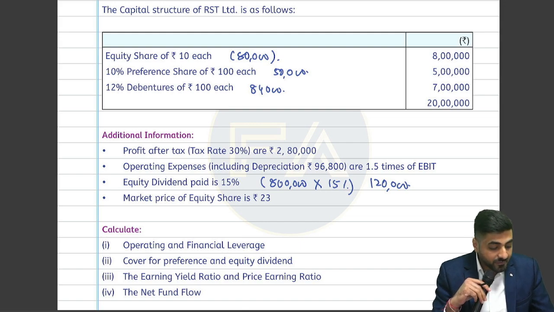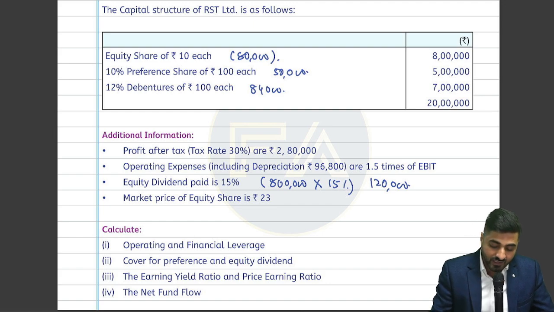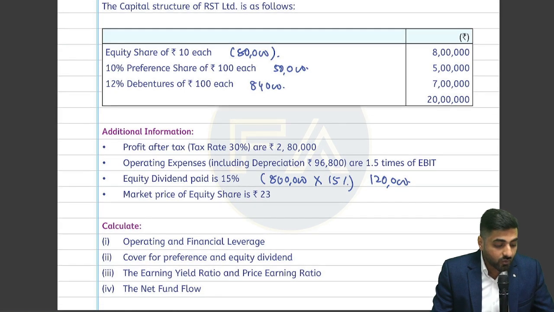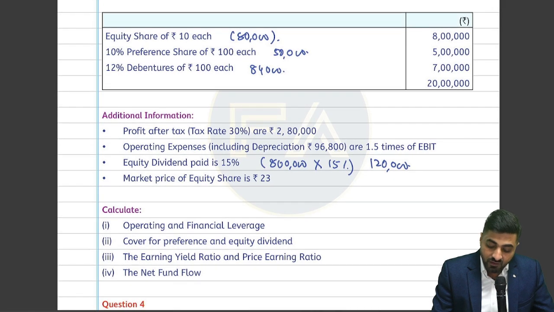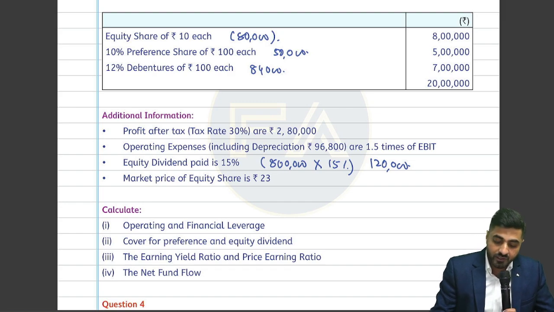And then the market price of the equity share is given to you as how much, beta? That's given to you as rupees 23. So you are required to calculate your operating leverage and financial leverage, cover for preference and equity dividend. And then they have also told you that we are required to calculate your cover for this earning yield ratio, and we are also required to calculate your PE ratio, and the net fund flow is also required.